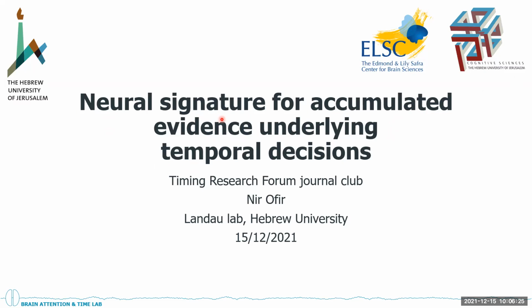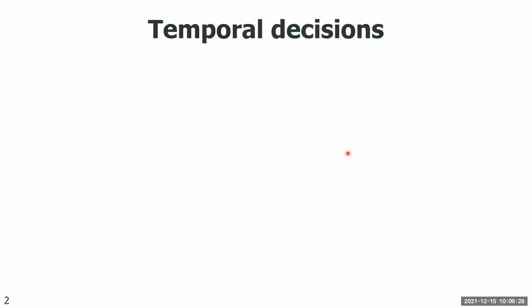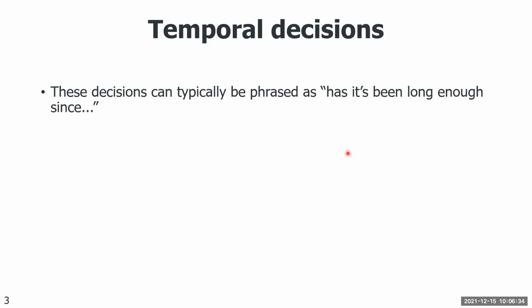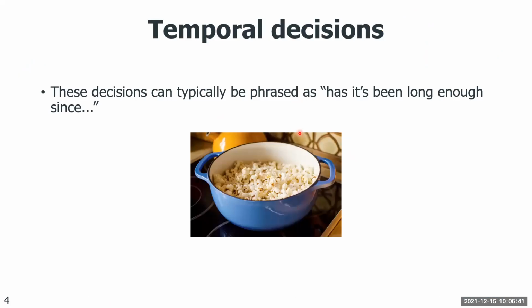So I'll start with a word about temporal decisions. Often in our daily lives, we have to make some sort of temporal decisions, and typically we can phrase those questions as, has it been long enough since something has happened? So for example, let's say you're cooking popcorn on your stovetop, and at the end of the process, you're beginning to ask yourself when it's time to take the pot off the fire.